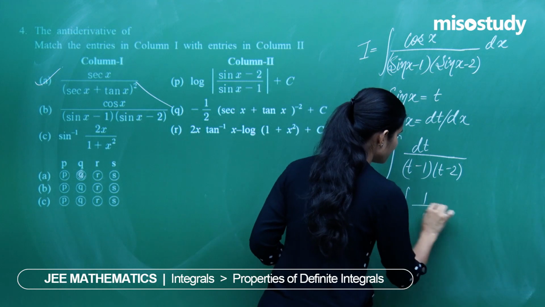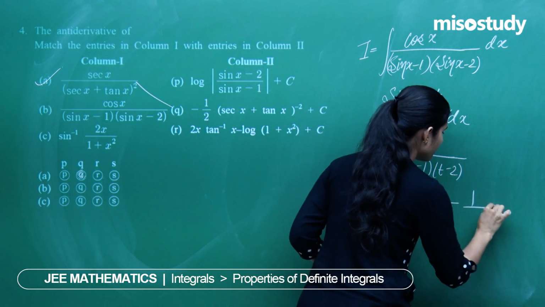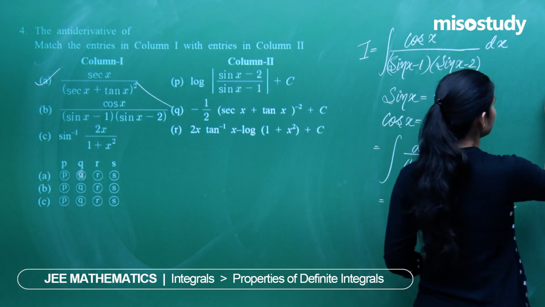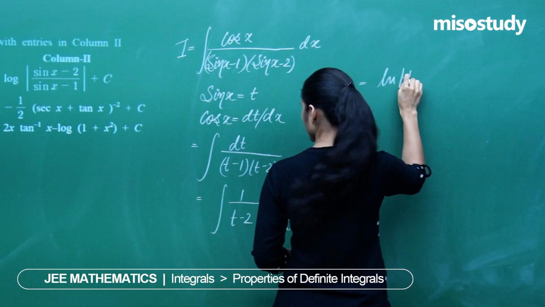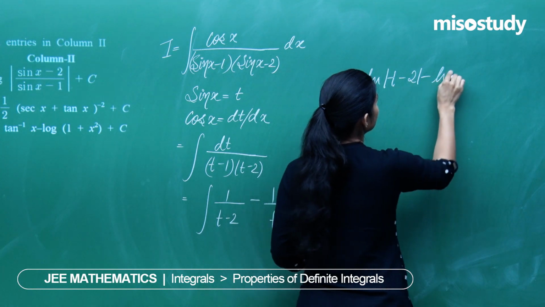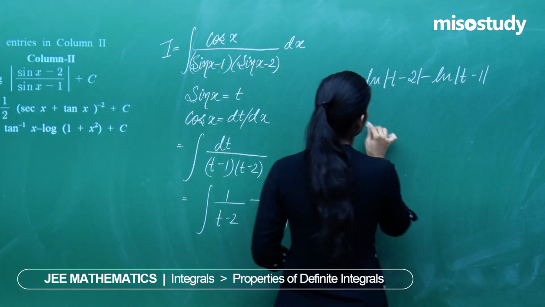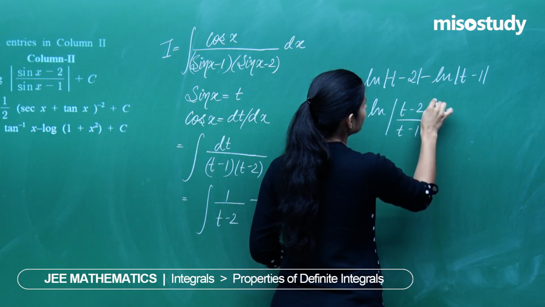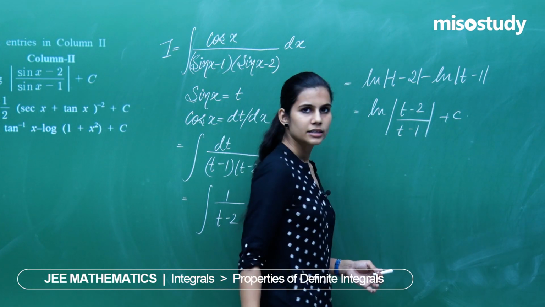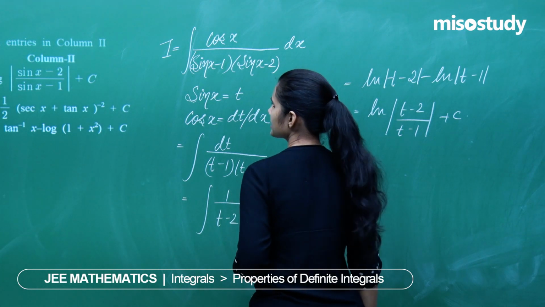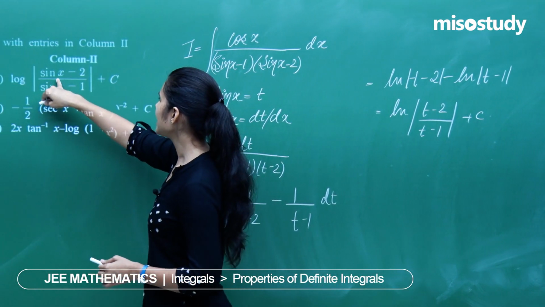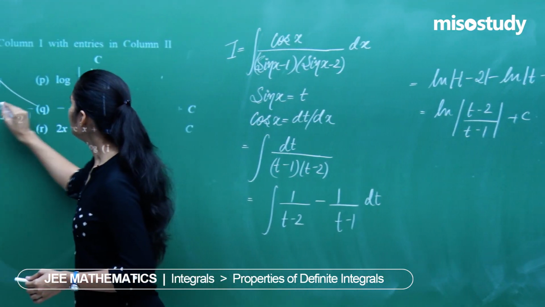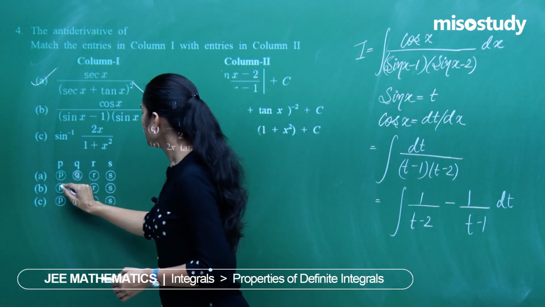Pretty simple. Open by partial fractions. You get 1 upon (t minus 2) minus 1 upon (t minus 1) dt, which eventually gives you ln of mod of (t minus 2) minus ln of mod of (t minus 1), which is ln of mod of (t minus 2) upon (t minus 1) plus c. T is what? Sin x. So you get ln of mod of (sin x minus 2) upon (sin x minus 1) plus c. So B basically gets matched to P.